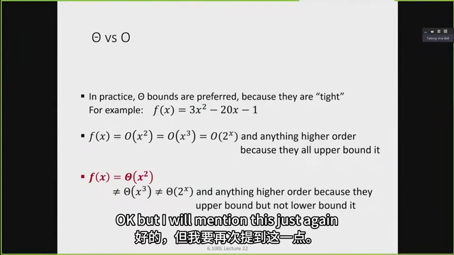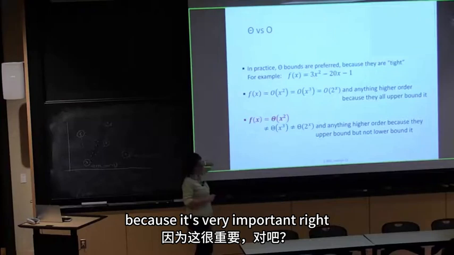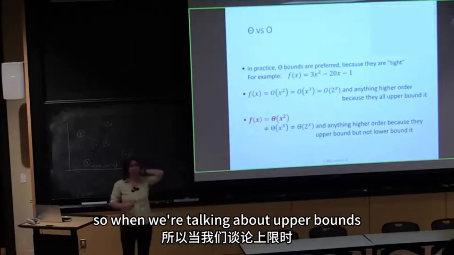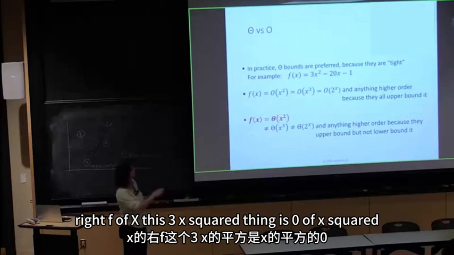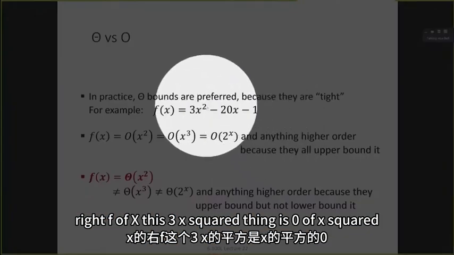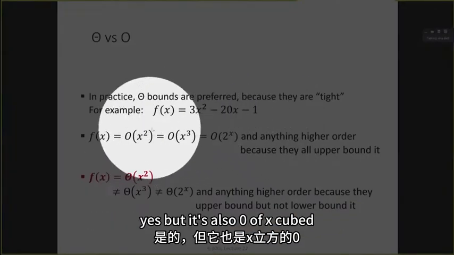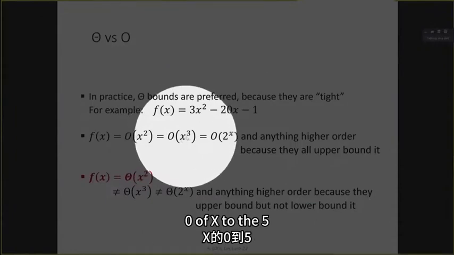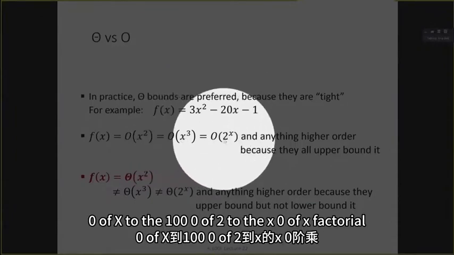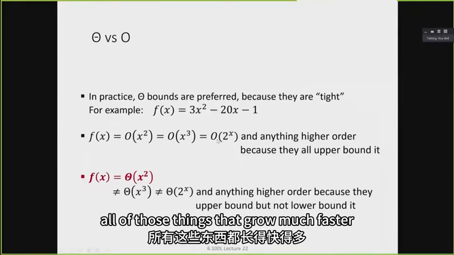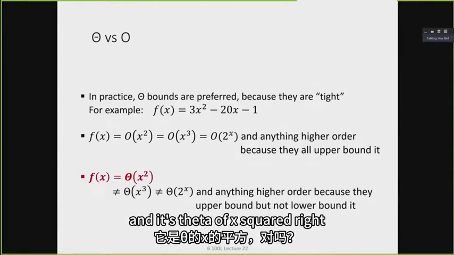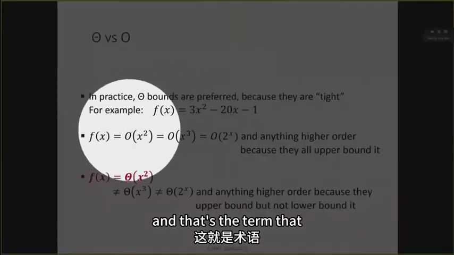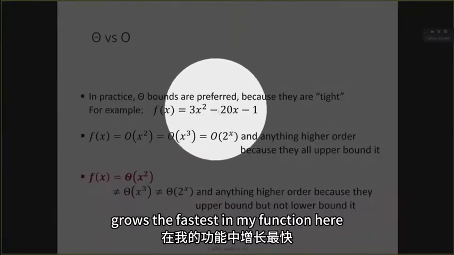But I will mention this again because it's very important, right? So when we're talking about upper bounds, you can pick any function that grows faster than yours, right? F of x, this 3x squared thing, is O of x squared, yes, but it's also O of x cubed, O of x to the 5, O of x to the 100, O of 2 to the x, O of x factorial, all of those things that grow much faster. But my f of x is only one theta, and it's theta of x squared, right? And that's the term that grows the fastest in my function here.